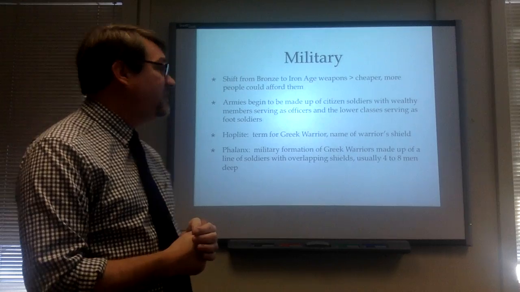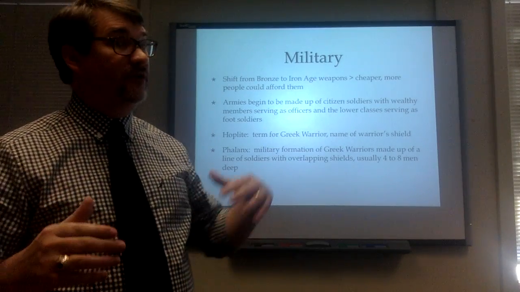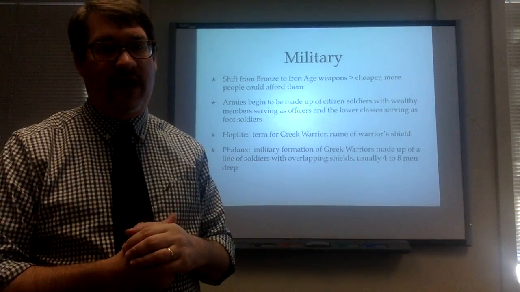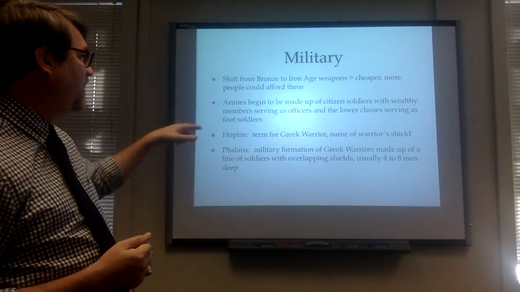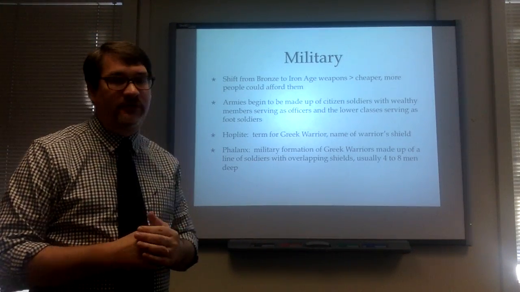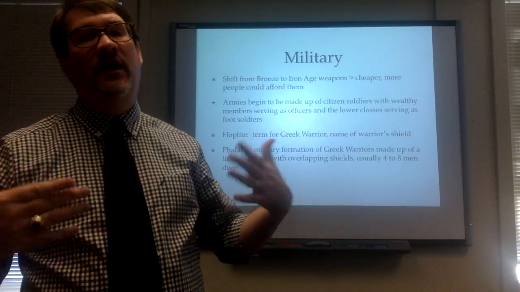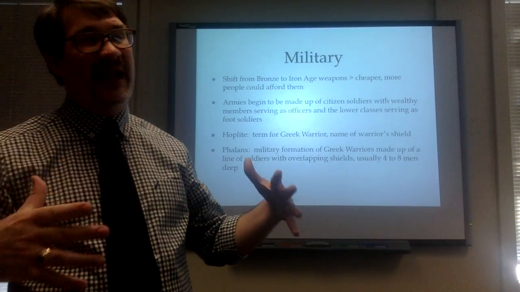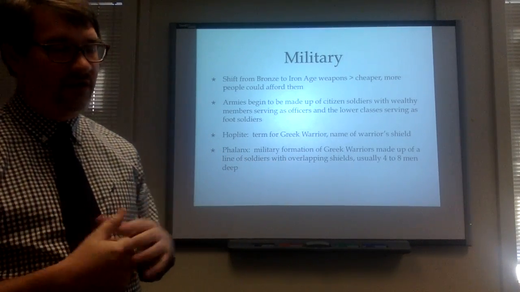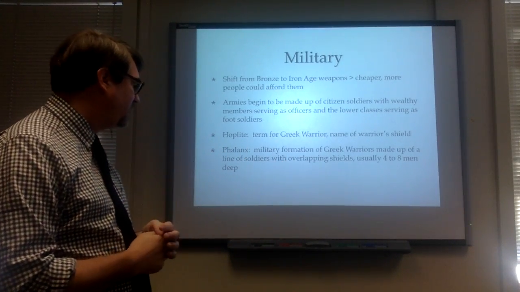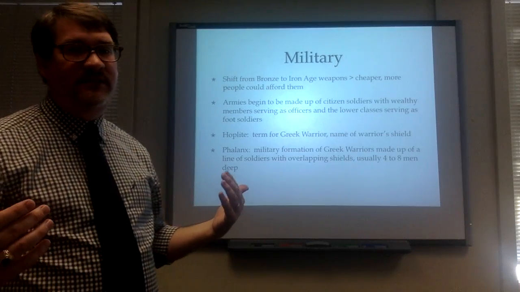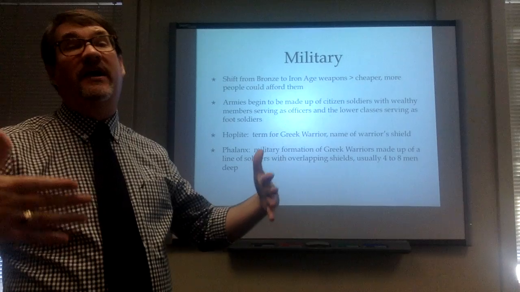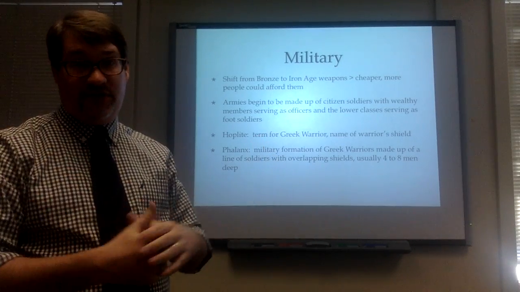So these soldiers, these citizen soldiers who could afford these iron weapons and who fought for the city-state, they were called hoplites, okay? H-O-P-L-I-T-E. And it was the term for the shield, actually, of the Greek warrior, and becomes the term for the Greek warrior himself, right? And the shield is going to be the main part of the strategy of fighting, right? Now, the phalanx is the organization, the fighting strategy that the Greeks used, right?